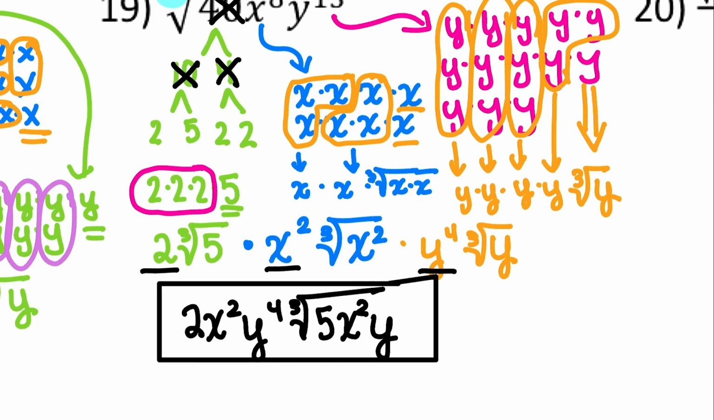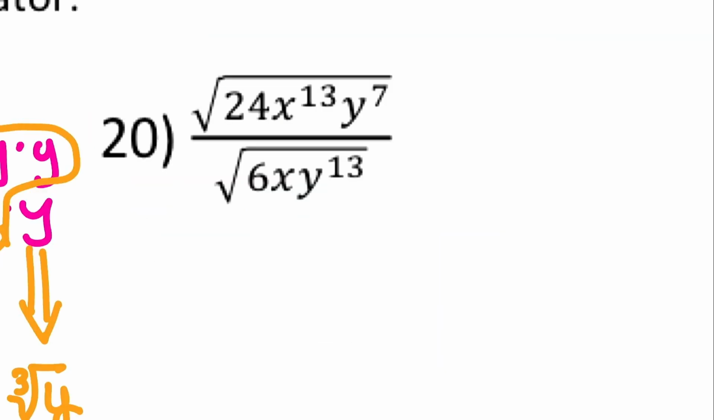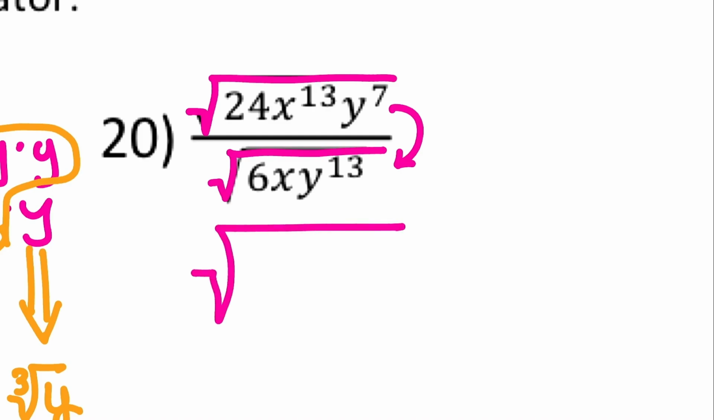Now, full disclosure, we're not going to write the variables like that every time, but I wanted to give you an illustration about why it works the way it does when we go to the next step. Now we're going to do the square root of 24x to the 13th y to the 7th divided by the square root of 6xy to the 13th. Whenever we have two radicals that are divided by each other, we can go ahead and divide them underneath one radical. So what I'm going to do is rewrite this as one big radical. And this is going to help our math a lot.